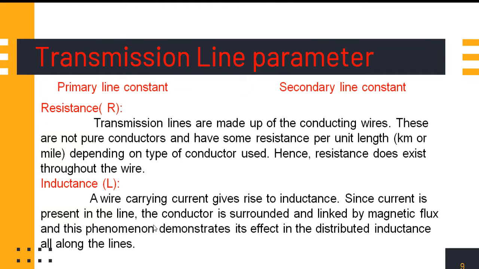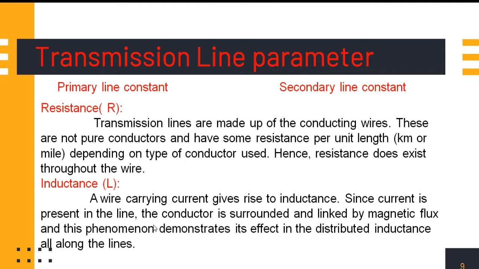Now move toward the transmission line parameters. There are two types of line constants. One is called the primary line constant. The second one is called the secondary line constant. First of all, we will see the primary line constants: resistance, capacitance, inductance, and conductance are called the primary line constants.